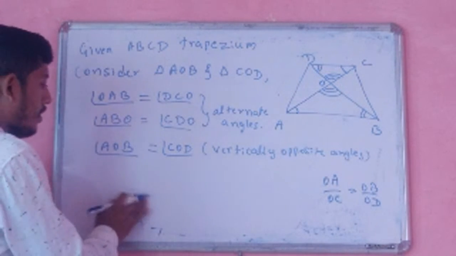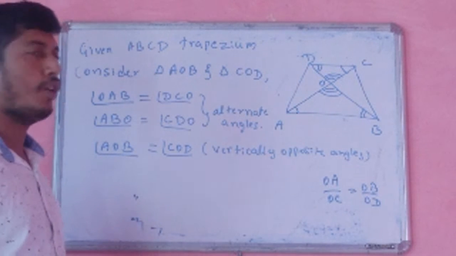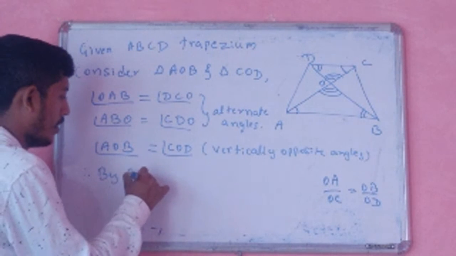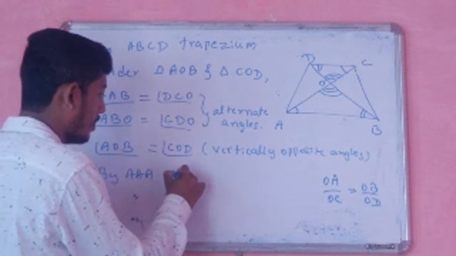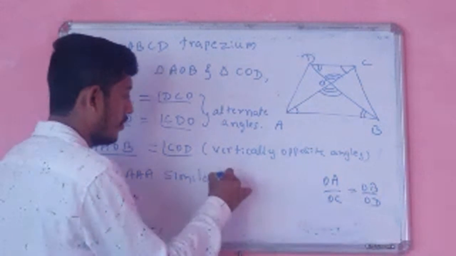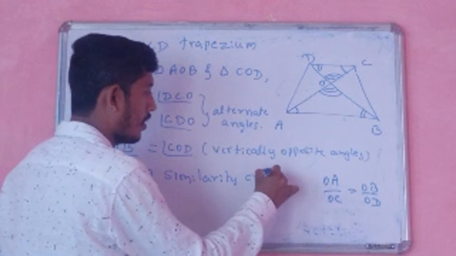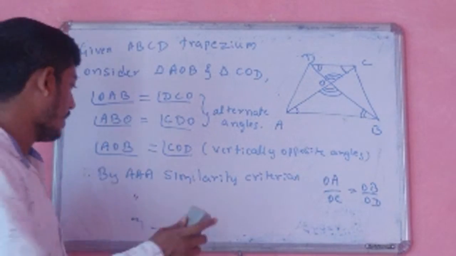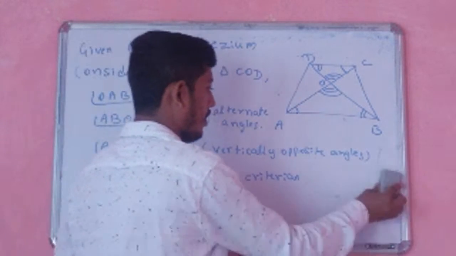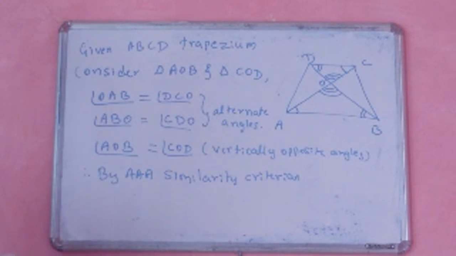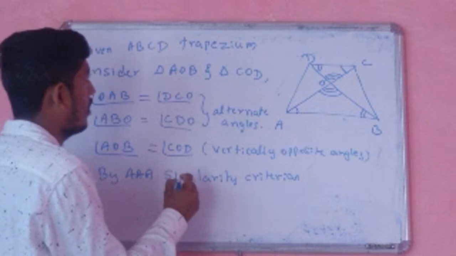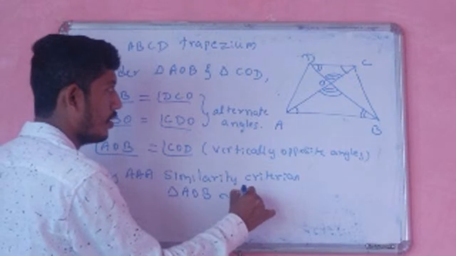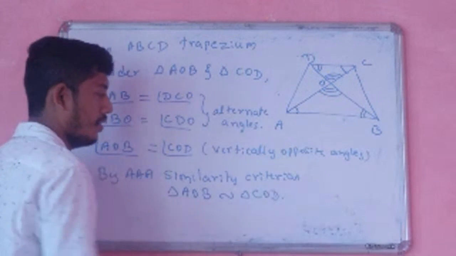Okay, the next thing, here they are vertically opposite angles. So therefore, by AAA similarity criterion, triangle AOB is similar to triangle COD.